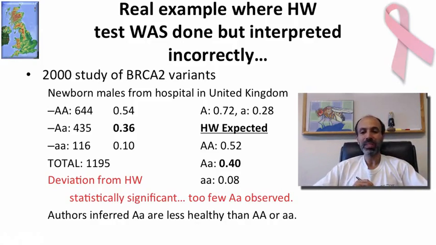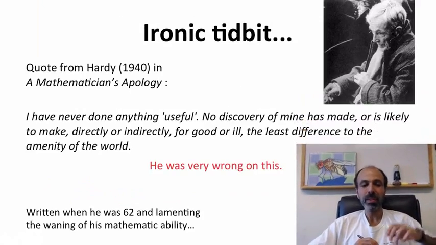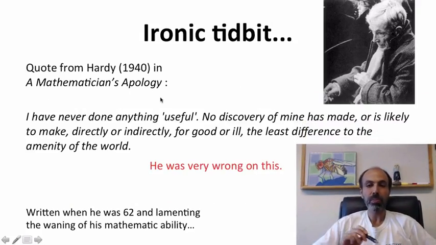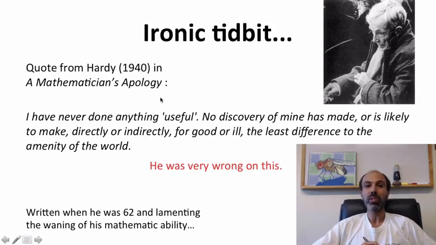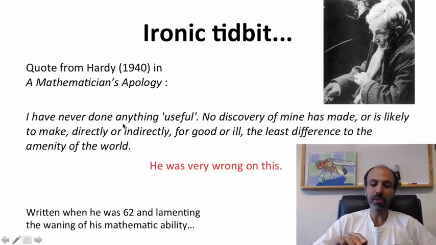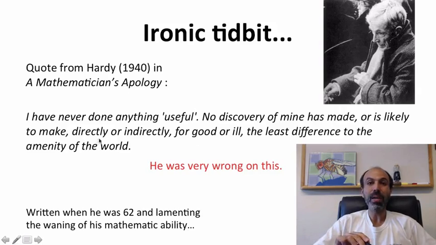Now, let me close with a little ironic tidbit. This is a quote from Hardy's 1940 book, when he was about 62. His book is called A Mathematician's Apology. I definitely recommend it. It's a very interesting read about the elegance and beauty of math. He said, "I have never done anything useful. No discovery of mine has made or is likely to make, directly or indirectly, for good or ill, the least difference to the amenity of the world."